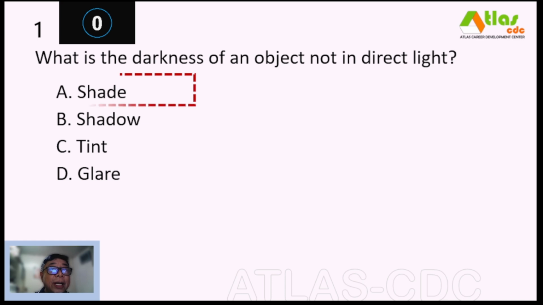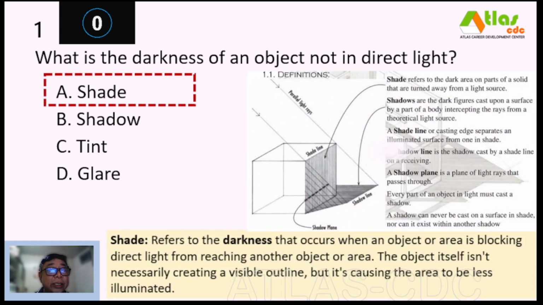And our correct answer is letter A, shade. So shade refers to the darkness that occurs when an object or area is blocking direct light from reaching another object or area. The object itself isn't necessarily creating a visible outline, but it's causing the area to be less illuminated. So the shade refers to the dark area on parts of a solid that are turned away from a light source. On the other hand, shadow, this one, are the dark figures cast upon a surface by a part of a body intercepting the rays from a theoretical light source.